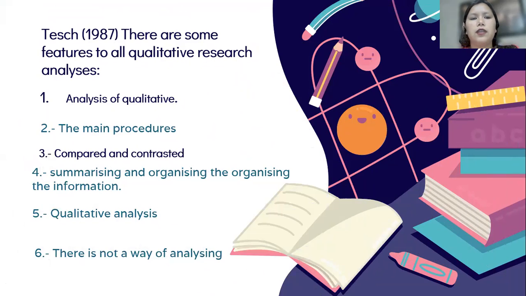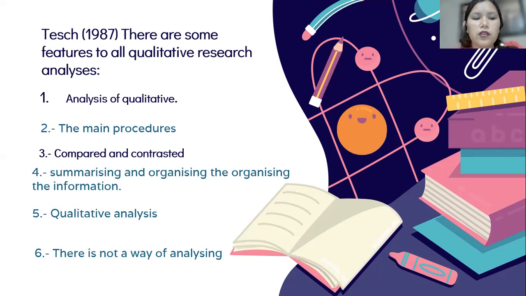According to Tesch, there are some features common to all qualitative research analysis. Number one is that analysis of qualitative data refers to the systematic, but it's not rigid. Number two is the main procedure, that is used for a comparison or a search for likenesses and differences. Number three is compare and contrast. It refers to the need to be summarized and condensed.